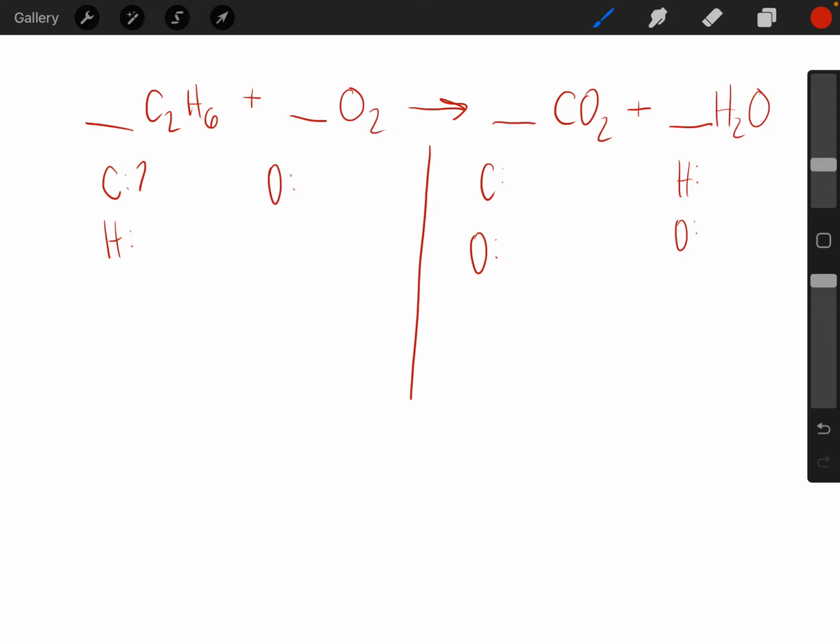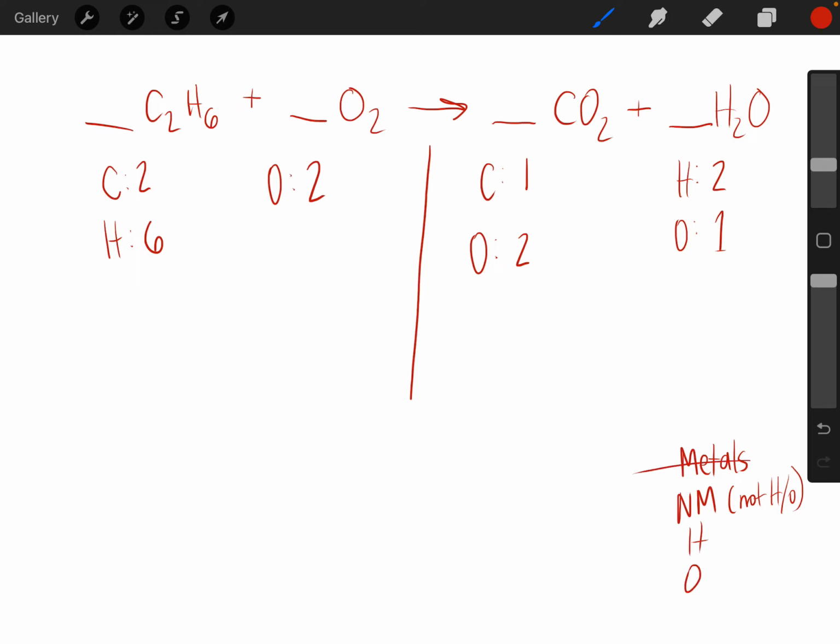So right here we have 2 carbons, 6 hydrogens. We have 2 oxygens right there. We have 1 carbon, 2 oxygens in that compound, and then we have 2 hydrogens, 1 oxygen. So we always follow this list right here. We do metals, non-metals that aren't hydrogen and oxygen, then hydrogen, then oxygen.